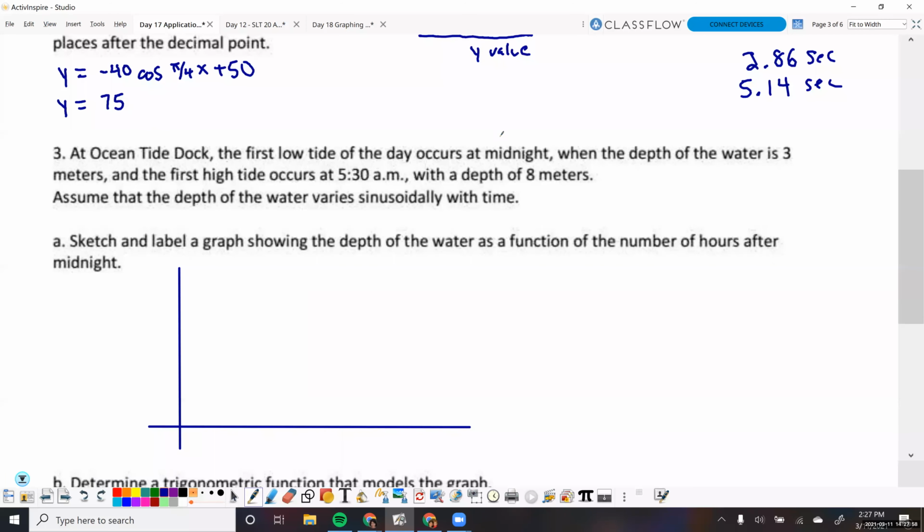So midnight is 0. We have a depth of 3 feet, low tide. Then high tide occurs at 5:30 a.m. and high tide is 8 meters. So I have to think from this low tide to this high tide was 5.5 hours. That means if I go another 5.5 hours on the other side, what time is it right here? It's 11 a.m., because 5.5 hours makes 11 a.m.